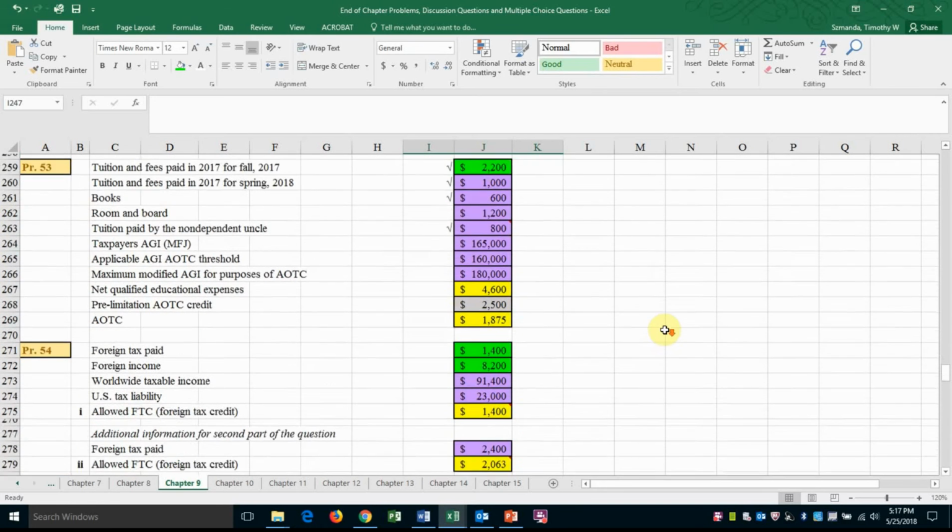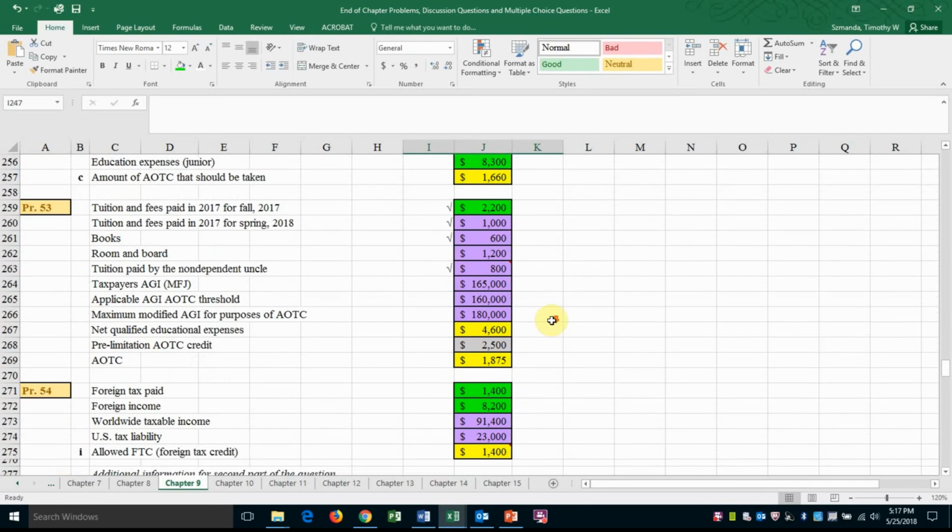I wanted to go to 53, and the others are calculated in the same way. Down to 53, this one I included because it demonstrates the phase out, at least a part of the educational expense credit. All right, so let's take a look. This is problem number 53 on page 9-51, and they give us quite a bit of data regarding the tuition and fees for the two semesters, fall of 2017 and spring of 2018, books and room and board.